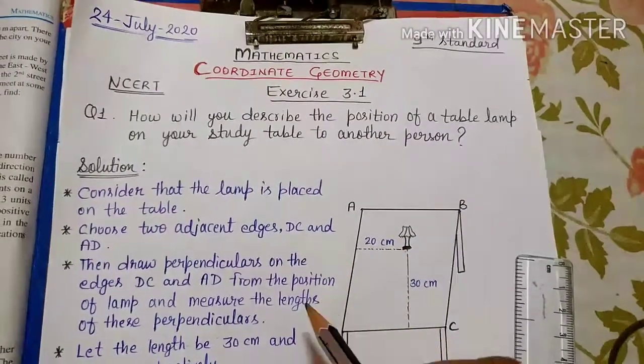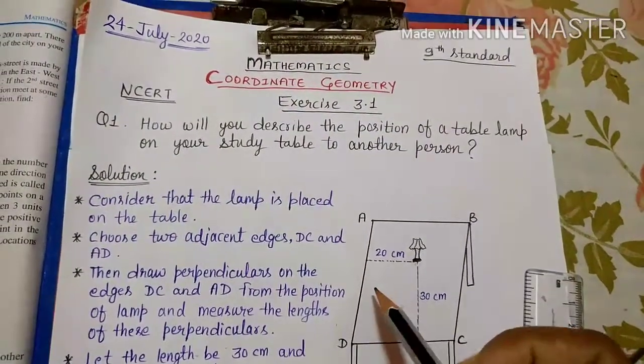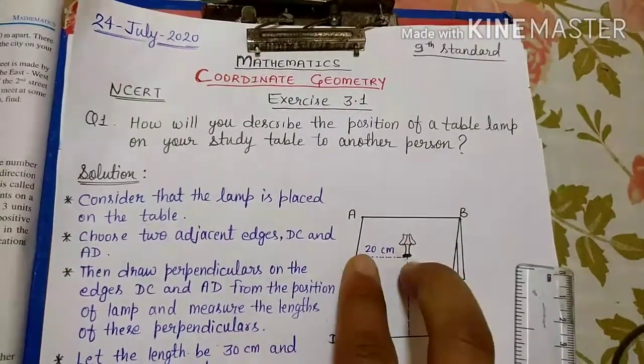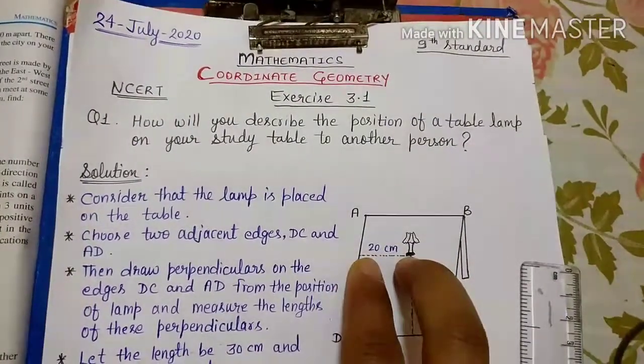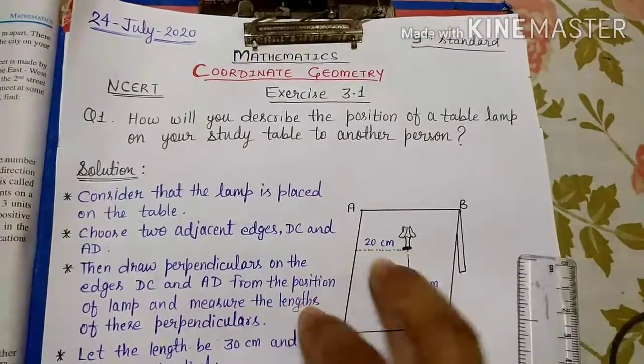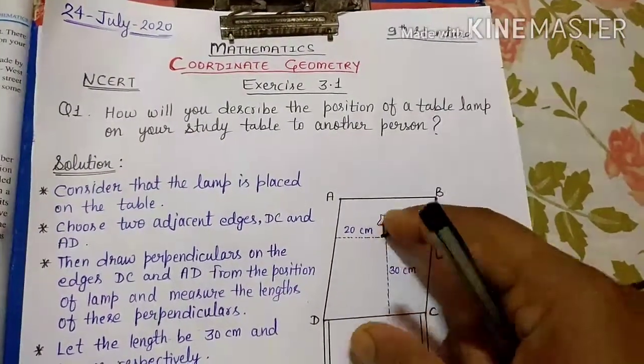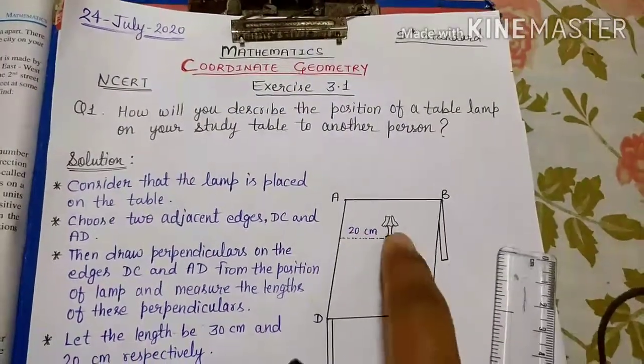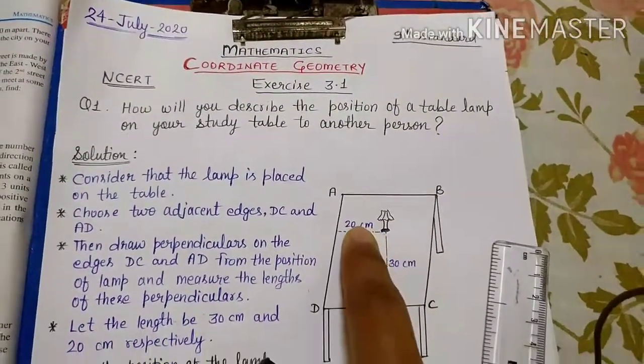Now let the length be, we can assume anything, you can assume 25, 28, 30, it's up to you only, but as this distance seems shorter, we have assumed 20, and this seems longer, so we have assumed 30 centimeter. So let this one be 30 centimeter, and this one is 20 centimeter.